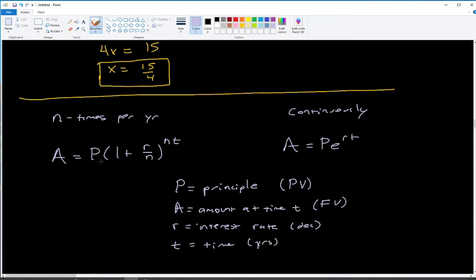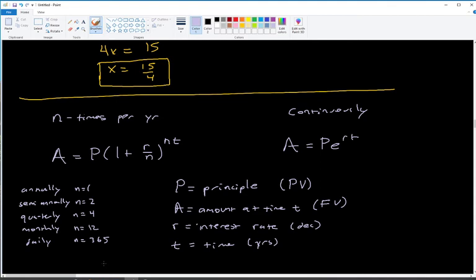In this equation here, N is the number of times you compound per year. If you guys have, say, annually, N equals 1. If it's semi-annually, N equals 2. Quarterly, N equals 4. The other common ones are monthly, which would be N equals 12, and then daily would be N equals 365. So those are some of the different compounding values.